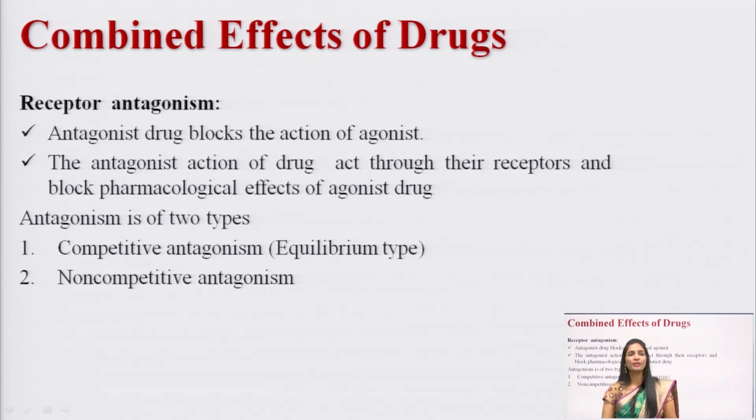Receptor antagonism. Here receptor antagonism has been classified into competitive and non-competitive, which I mentioned in my previous slide. Competitive means the antagonist will go and bind to the catalytic site and will block the action of an agonist. And non-competitive means it will bind with another site of the receptor and block its action. Thank you.